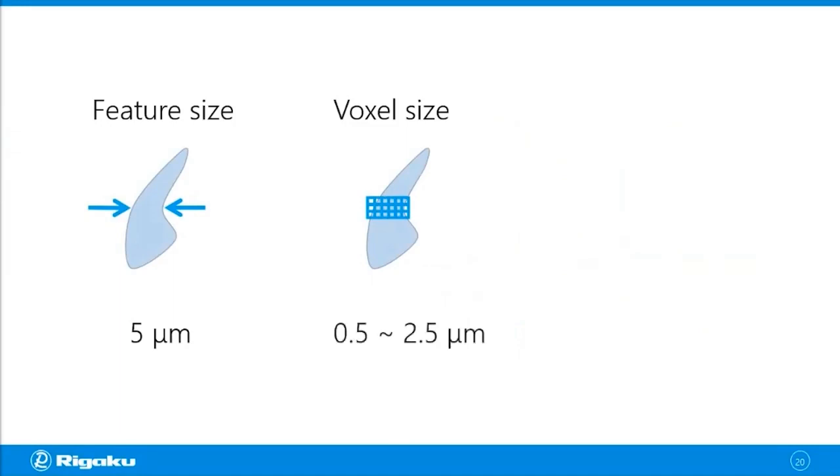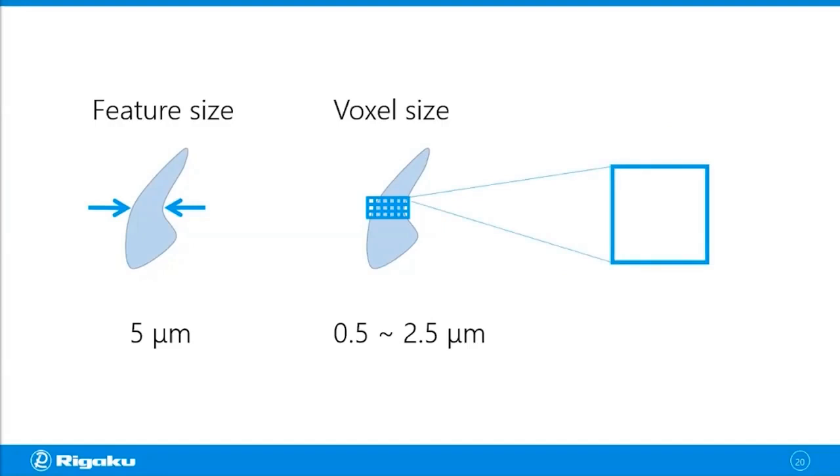So to summarize, if the size of the feature you're trying to resolve is, for example, 5 microns, the voxel size needs to be at least half of it. In other words, you need at least 2 voxels to sample that area and see that that feature is there. Ideally, you want that to be a little bit smaller, something like 0.5 micron to 2.5 microns. And this is just the voxel size we're going to use for sampling.